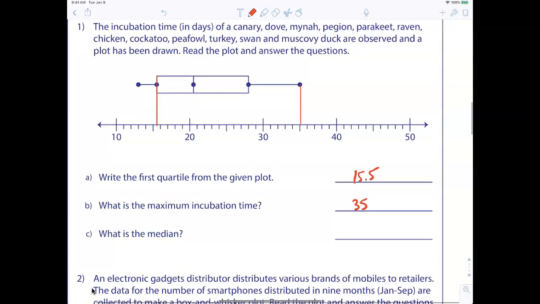Now, the other thing I want you to do is put down days. These are measured in days. How do I know it's in days? Because that's what it says up there in the word problem. What is the median? I think the median looks like 20.5. Let me drop it down just to make sure. Yeah, I'm agreeing with you. Somewhere around 20.5 days. I'm totally fine with that.